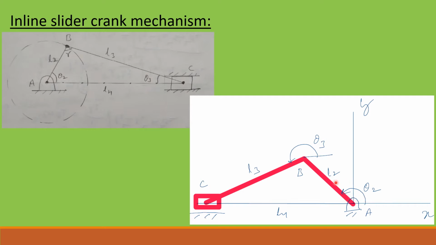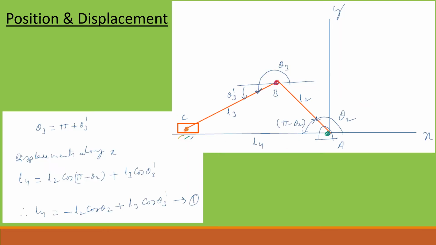So here we can see L2 is a crank, L3 is a coupler, and L4 is the position of the slider. Theta 2 is a crank angle, theta 3 is a coupler angle. Here in this picture you can see that theta 2 is crank angle from horizontal. This angle pi minus theta 2 is the crank angle from this side, and similarly theta 3 is a coupler angle from horizontal. From this side, the coupler angle is called theta 3 prime. So from this diagram we can write that theta 3 equal to pi plus theta 3 prime.